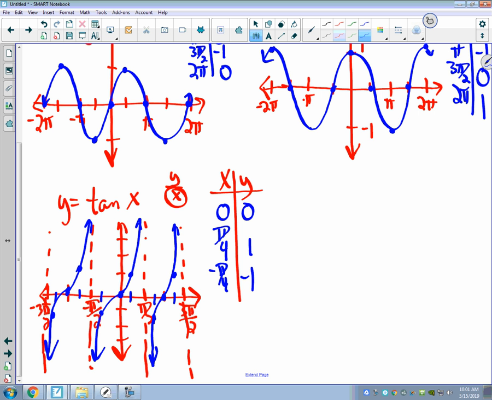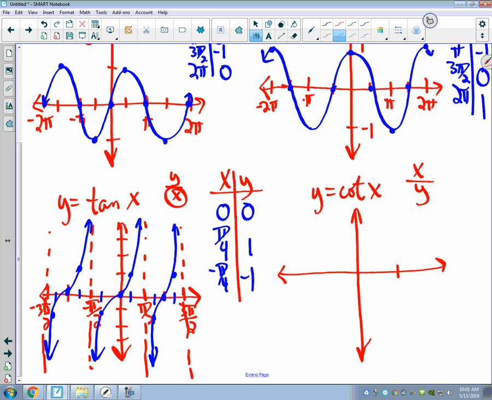Cotangent's the same way, except for think about what's going to be different. Cotangent is x over y, so the asymptotes are now not where x is 0, where y is 0. Y is 0 at 0 and at pi, at negative pi. You can even say at 2 pi if you want.